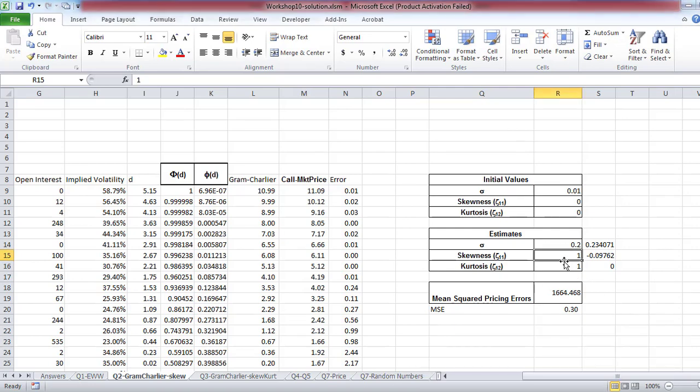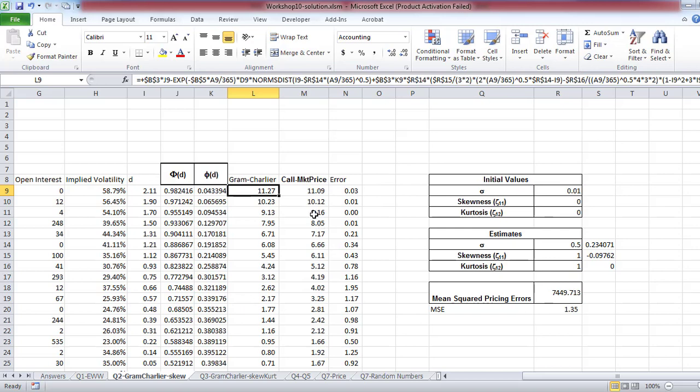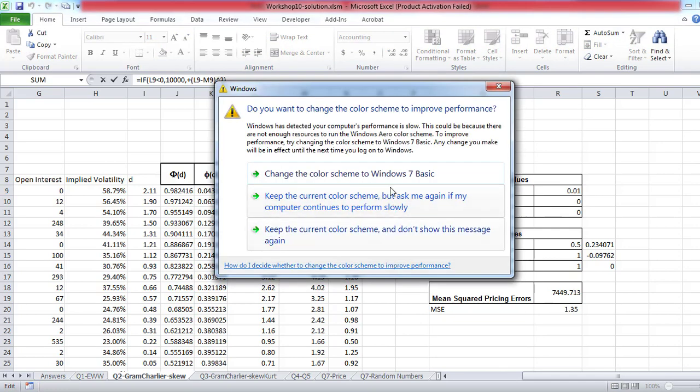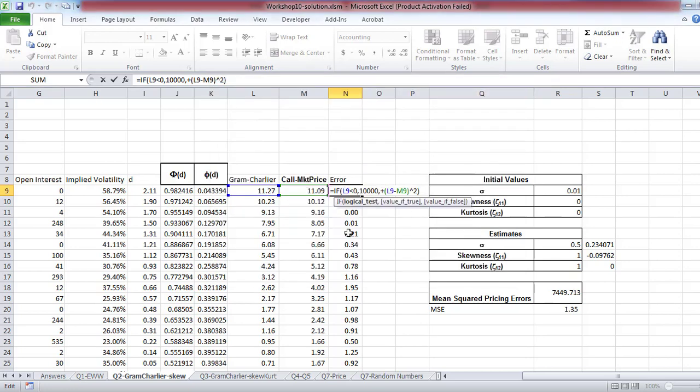So here you see that the Gram-Charlier formulas are actually changing. If I put here, I don't know, crazy volatility 0.5, you see that here the errors change. So now the error, what is it going to be? You have the Gram-Charlier price, you have the call option price, and this is the market price that we computed in question 1. And here you have the error, which is basically the square difference of these two things. So the square difference of these two things is going to give you the mean squared error.